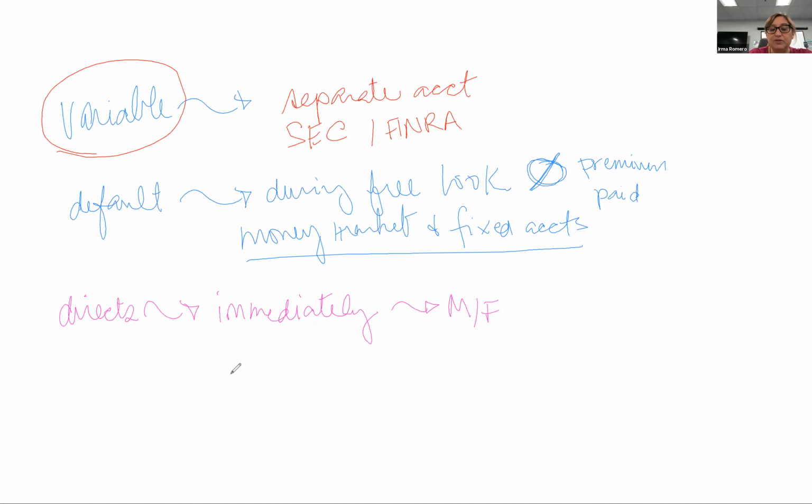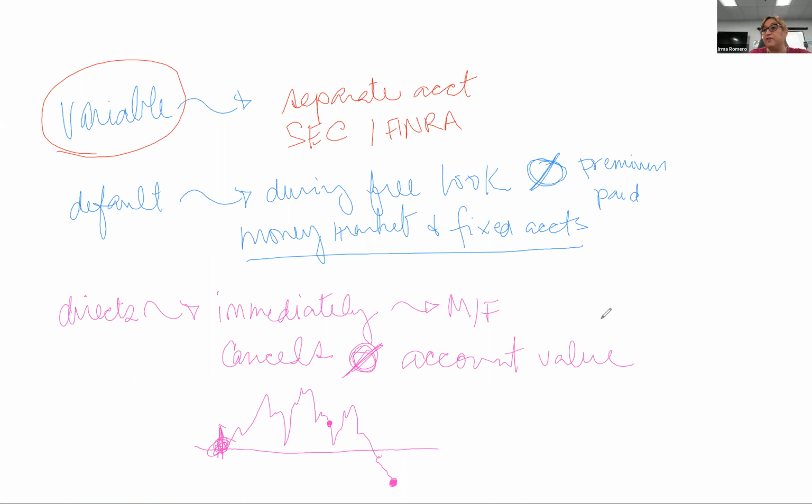And what happens is if they cancel during the free look, she's going to be subject to the volatility, meaning that she buys the policy and the premiums get invested here. But she decides to cancel here. We'll use both as an example. So she cancels. What will she get back? Account. She's going to get the value of the account. She's going to get the account value back.